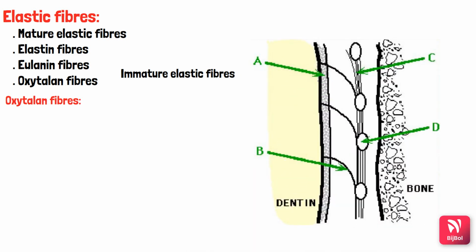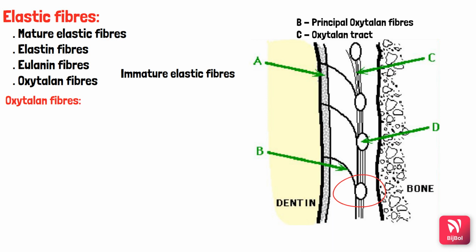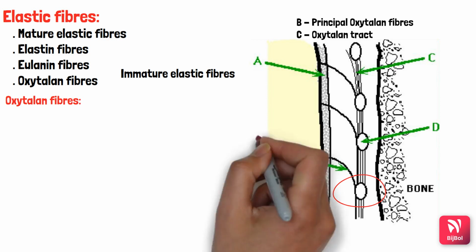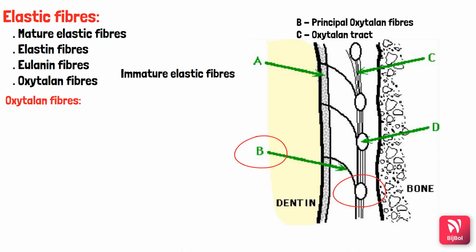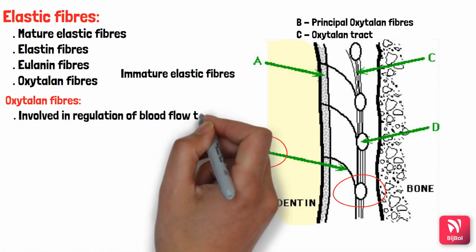In this picture, the denotation B represents principal oxytalan fibers and C represents the oxytalan tract. As you can see, the round middle portion is the blood vessel. The orientation of these oxytalan fibers is very different from that of collagen fibers, because instead of running from bone to the tooth, they run in an axial direction. On one side they get embedded in cementum, but on the other side they get embedded in the wall of the blood vessel, but not in bone.